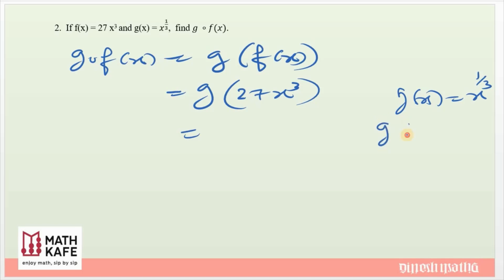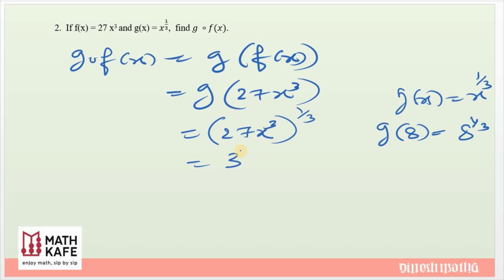Now think this way. If it is g of 8, what will I do? I will consider it as 8 to the power 1 by 3. So if it is g of something, it will become that something to the power 1 by 3, or cube root of it. x must be replaced by whatever is existing here. So this will be simply 27x cube all to the power 1 by 3. Clearly, cube root of 27 is 3, or you can write for simplification 3 raised to 3, x cube raised to 1 by 3. This is 3x.